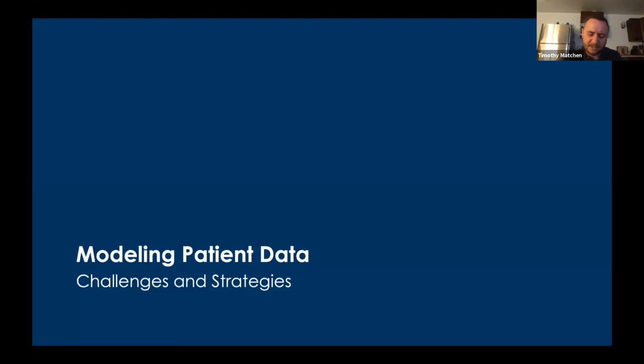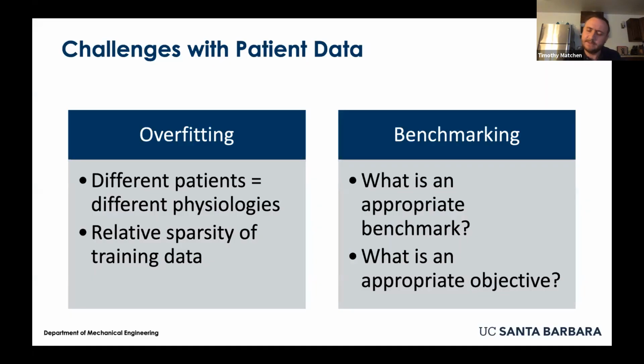And there were a couple different things we wanted to address that we found when we started working with this data, especially compared to more traditional machine learning problems. Broadly, I would say there were two different issues that we really wanted to address. The first is an overfitting issue, which is always an issue whenever we're doing any sort of machine learning strategy, but we found it was especially an issue here. And the next is benchmarking. So with overfitting, there were two main issues that we identified. First is that you have different patients, and every patient has a different physiology.